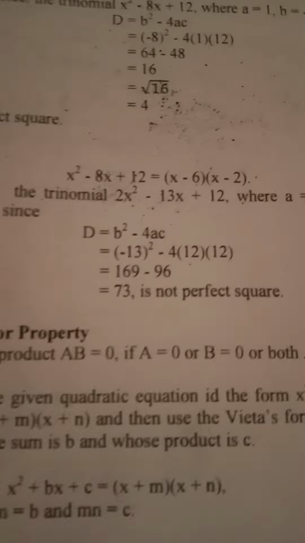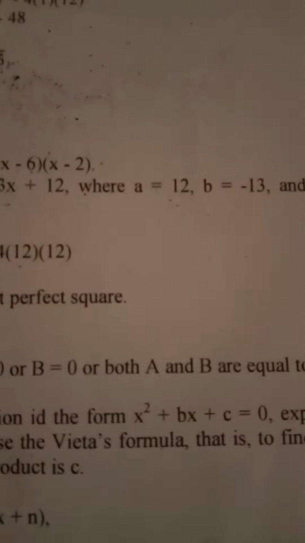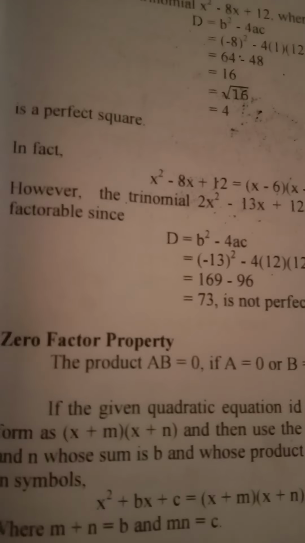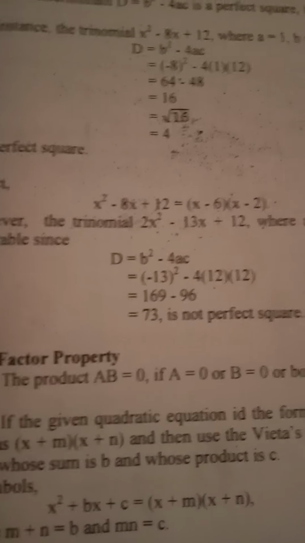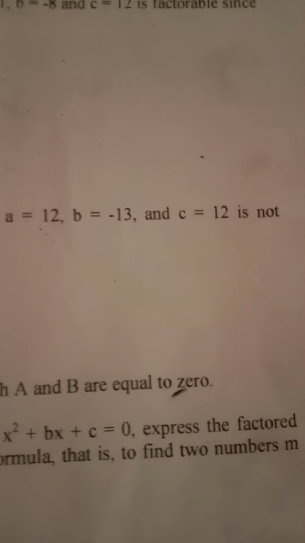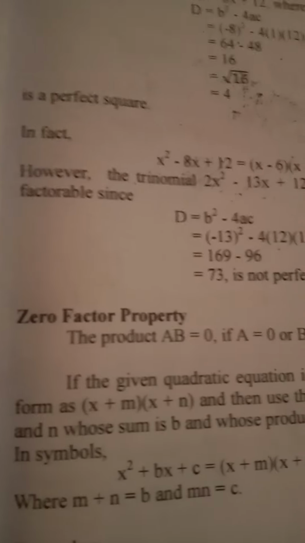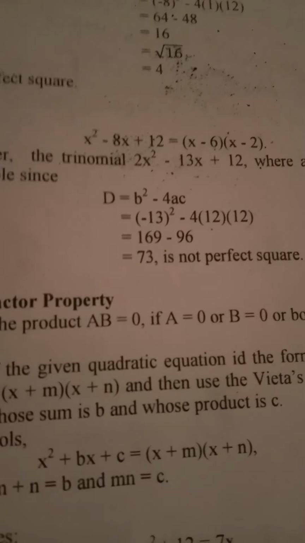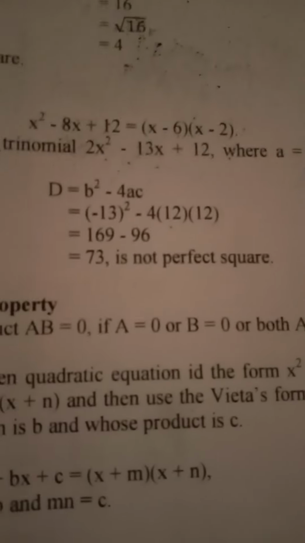If the given quadratic equation is in the form x squared plus bx plus c is equal to 0, express the factored form as x plus m times x plus n, and then use the Vieta's formula. That is, find two numbers m and n whose sum is b and whose product is c. In symbols, x squared plus bx plus c is equal to x plus m times x plus n.